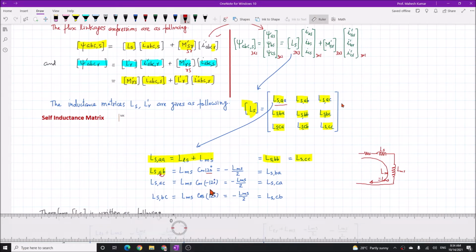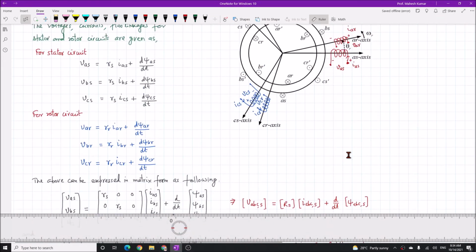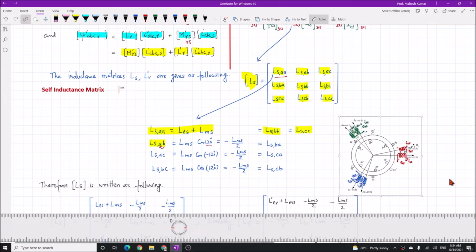If you see the structure of the winding description as I have given earlier, the A phase is here. So you can see here that the B phase winding is here, BS you can take, this is for stator. So this is the B phase, BS, and its linkage to the A phase winding of the stator. So where is the A phase? A phase is this way.